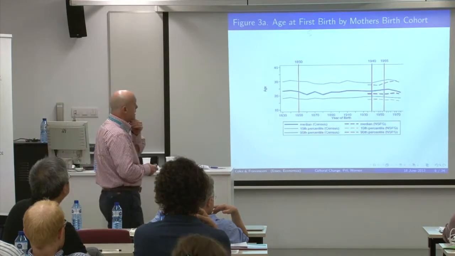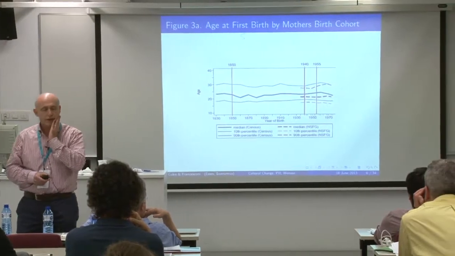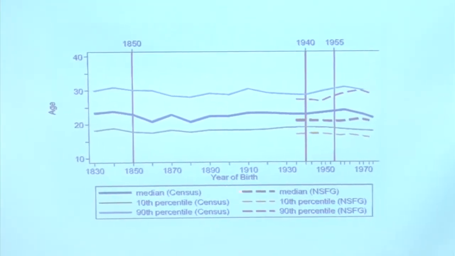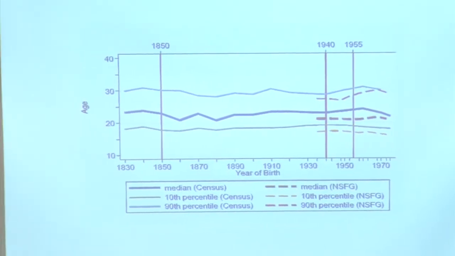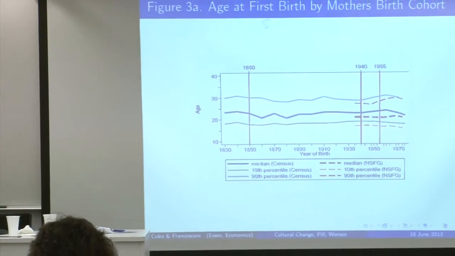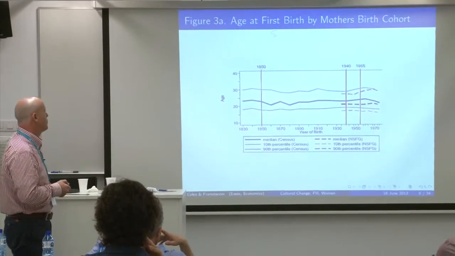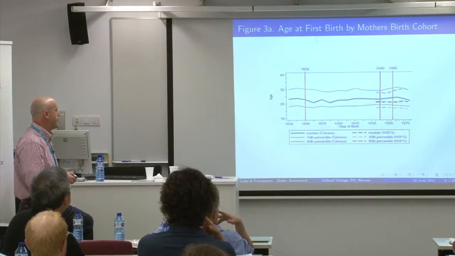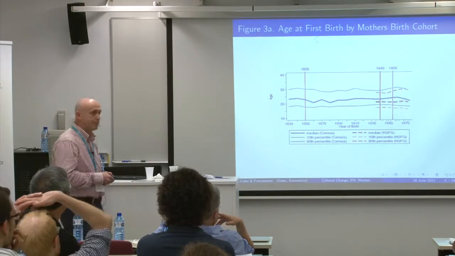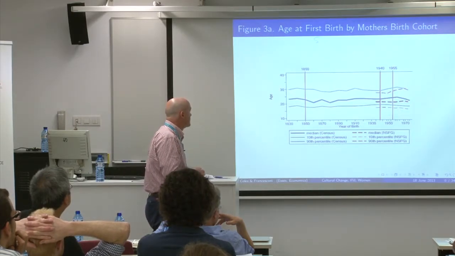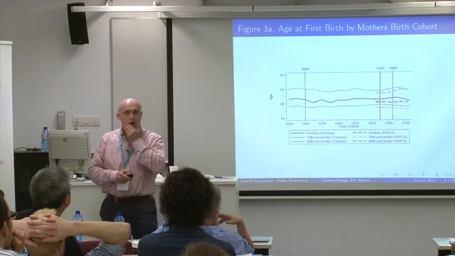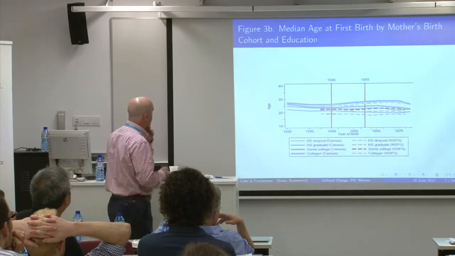Maybe here it's something that we know a bit less about. This is conditional on having a child, the age at first birth by mothers. Here it's the year of birth of the mom, for both sources, census and NSFG. We have a pretty flat profile of the age at first birth. From 1830 to basically the 1970s, by birth cohort, we have a median age of about 24. The 90th percentile is about 30, and the 10th percentile is about 19. So then we say, OK, let's look at this by education.